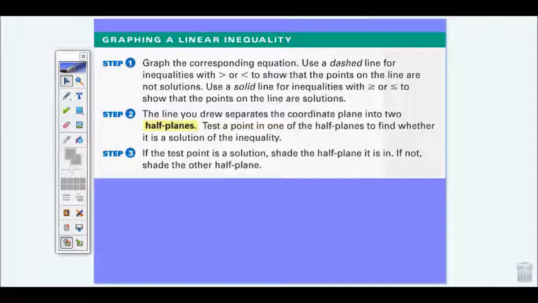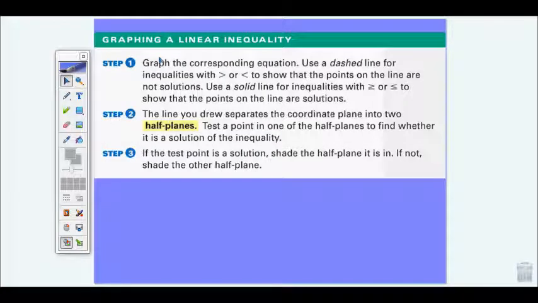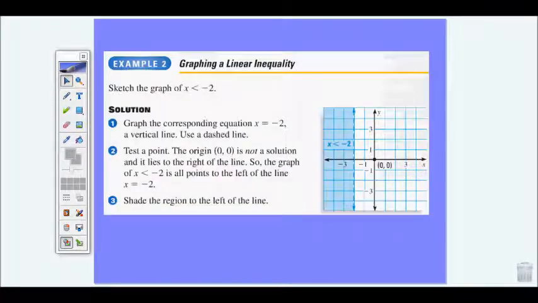When you substitute 0, 0 in, much like we just did for letter A, if that is in fact a solution, the half plane that contains the origin would then be shaded. So let's see what that looks like.